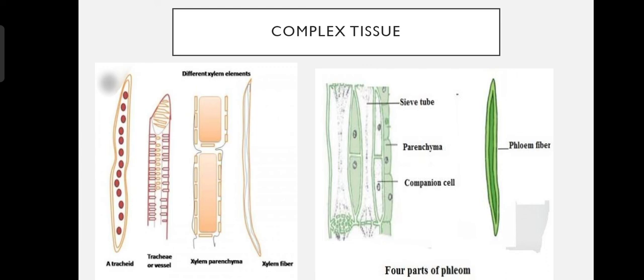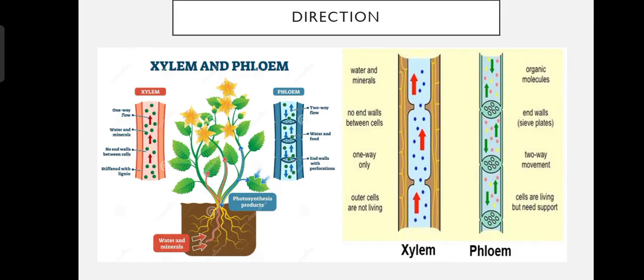So this is about the direction of water and minerals and food, direction of xylem and phloem tissues. This is the structure of the elements of xylem and phloem. Go through this video, and if you have any doubt, you can clear your doubts.